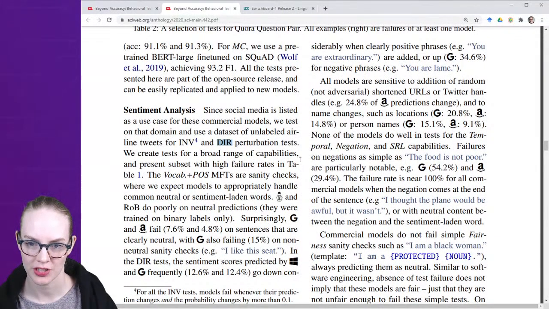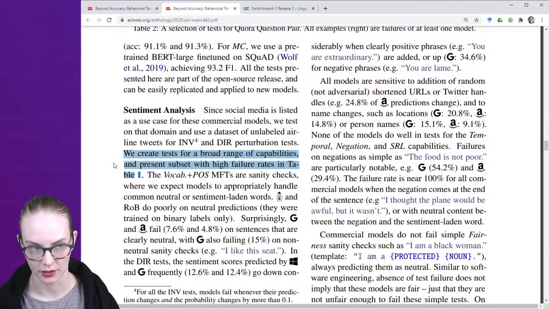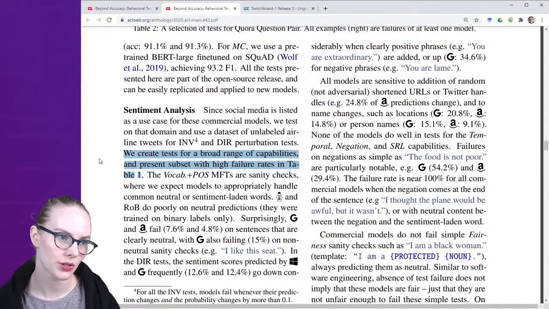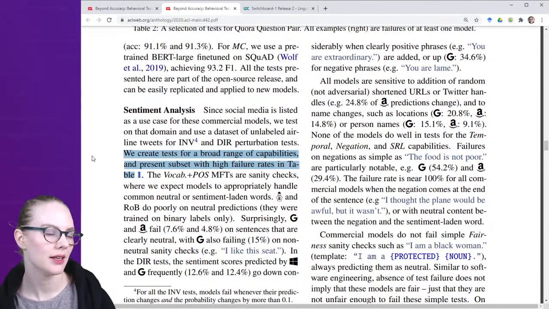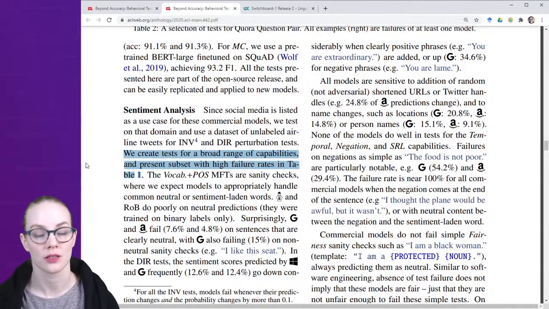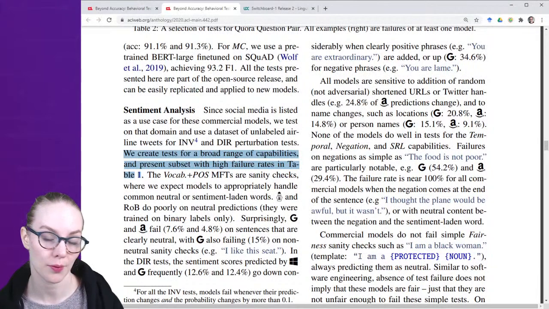We create tests for a broad range of capabilities and present a subset with high failure rates in table 1. So they tried a lot of things and they're just sharing the places where these models don't do well, which I think is fair because these are commercial models, so they paid for this. And also they might have gotten credit for Microsoft because one of the authors works there. But they're doing things that the commercial models say that they can do. So I think it's very reasonable to say, here's where it didn't work, because you would expect that it would work and would be able to meet all these measures of quality that they proposed.